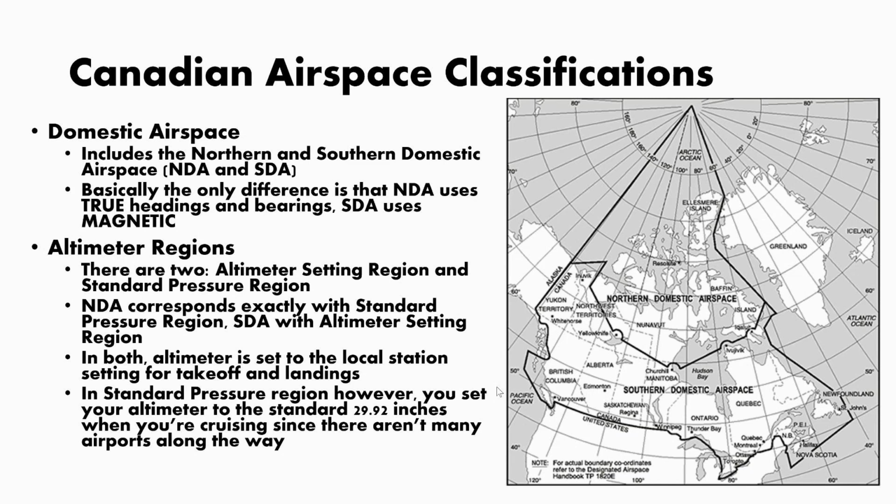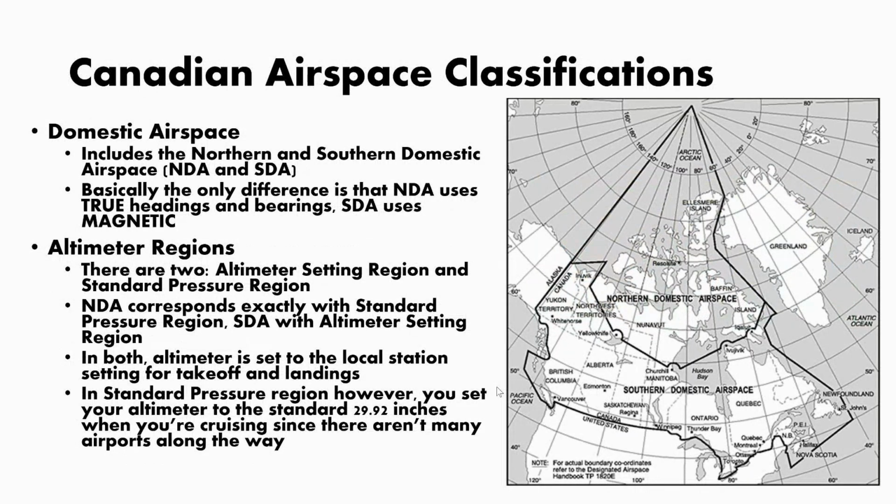The only major technical difference is that when you're in the northern domestic airspace, you always use true headings and true bearings in terms of everything, so how you're flying. And obviously that includes runways, as we talked about. And when you're in the southern domestic airspace, you use magnetic. So that's the major difference.